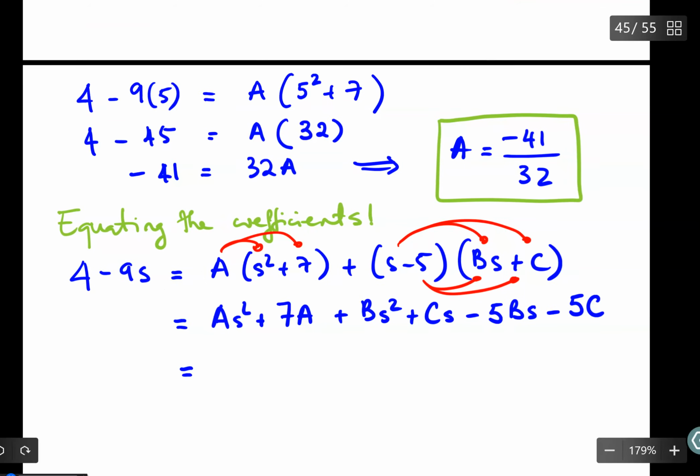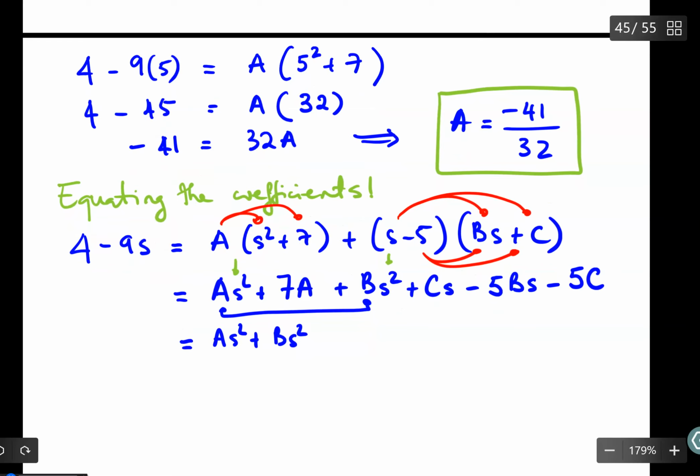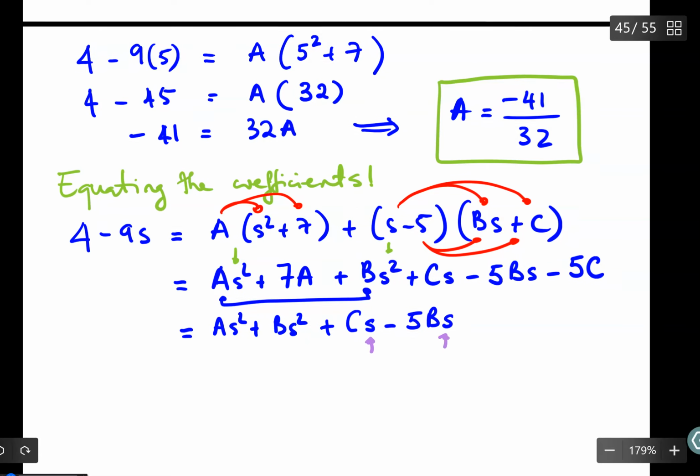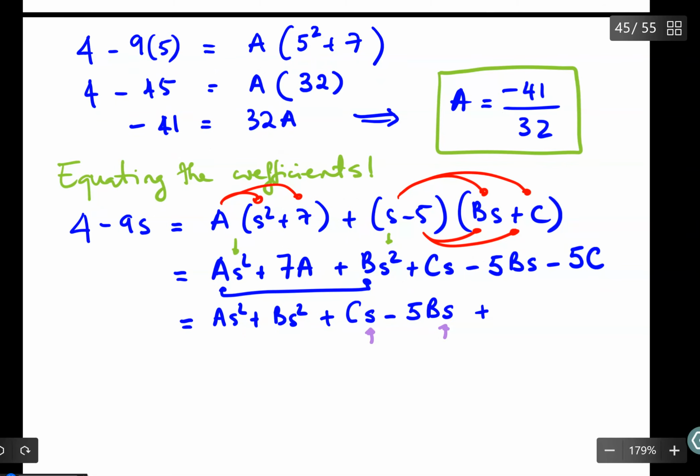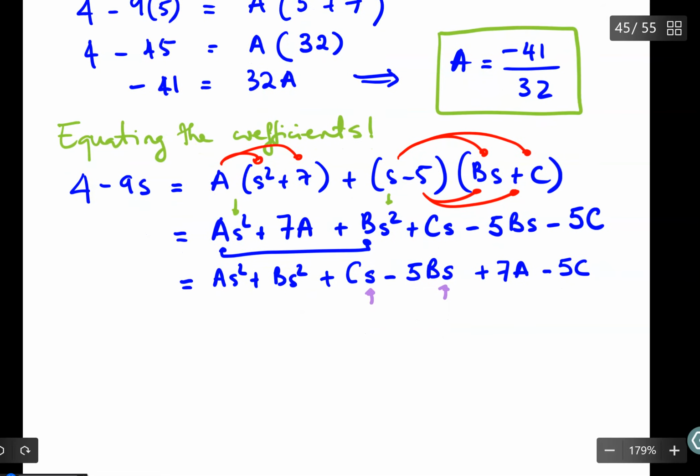And then my next step is to write this side by side. I write As squared plus Bs squared. Notice that you have the same variables here, s squared and s squared. The next one I will write is plus Cs subtract 5 times Bs. Note that I have the same variable s. So I will group the 7A minus 5C as my last two terms.